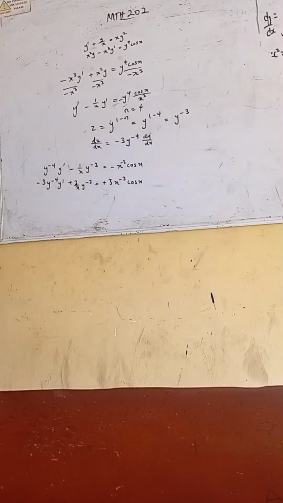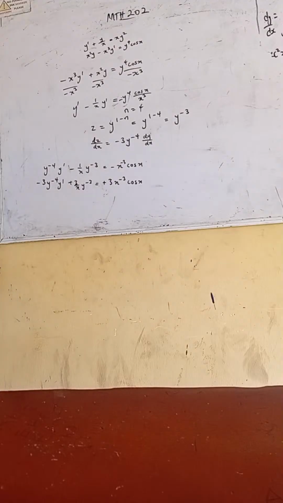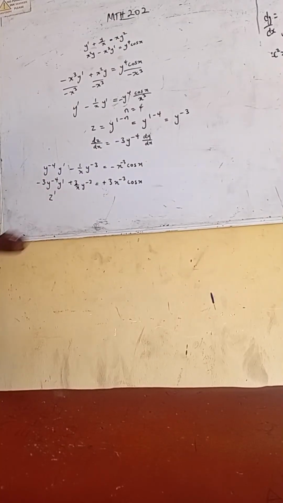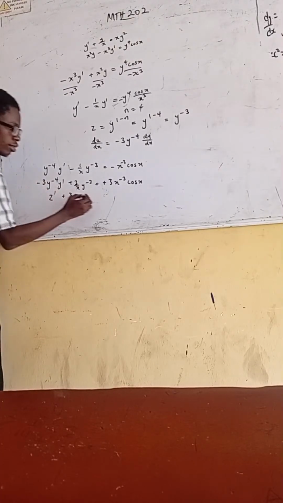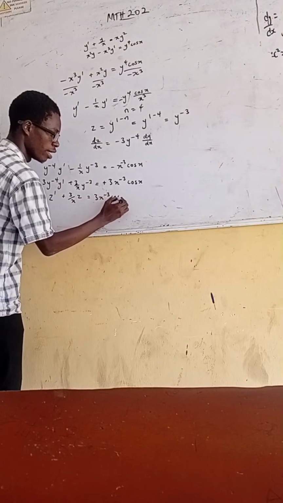I multiplied it by minus 3. Now this is looking exactly like the dz/dx, and we have our z, z equals y to the minus 3. So we are now going to rewrite this as z prime plus 3 over x z equals 3 x to the minus 3 cos x.